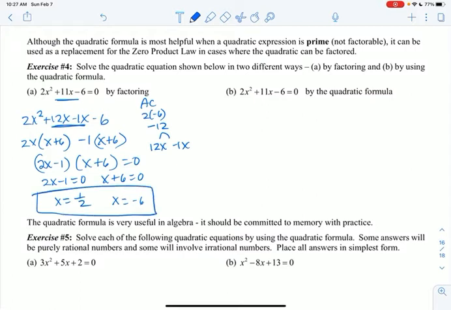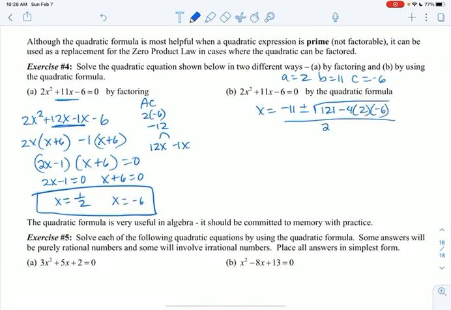Now that same problem can be done with the quadratic formula. So A is 2, B is 11, and C is negative 6. Negative B, negative 11, plus or minus the square root of B squared, 11 squared is 121, minus 4 times A, which is 2, times C, which is negative 6, over 2A. And then I just have to clean that all up. So 4 times 2 is 8, 8 times 6 is 48, and that's going to be a positive 48. 121 plus 48 is 169.